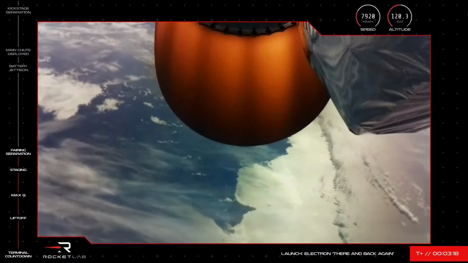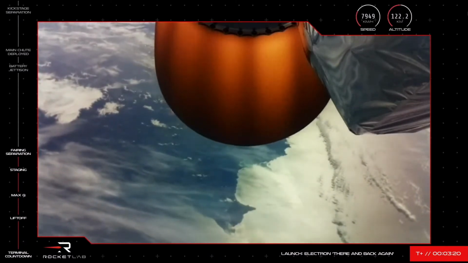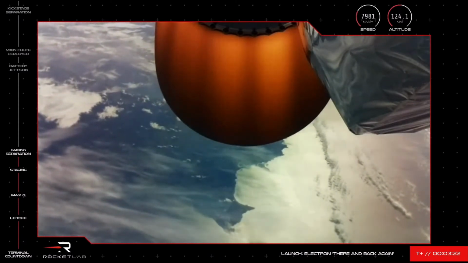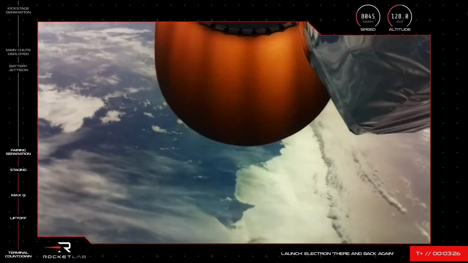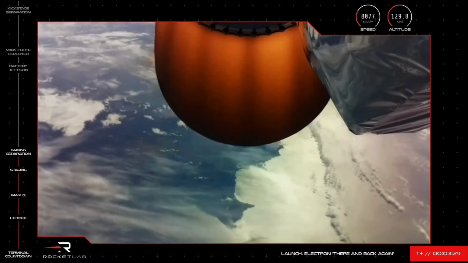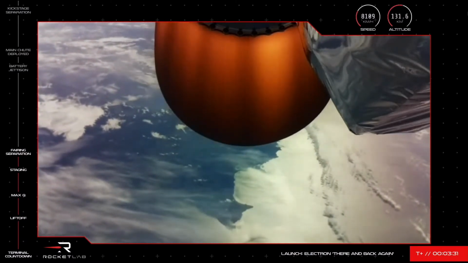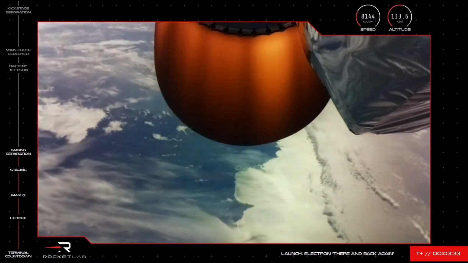A check of stage two speed and altitude tells us the mission is continuing nominally, currently at more than 125 kilometers above Earth and reaching speeds of more than 8,000 kilometers per hour. Onward to orbit. Stage two propulsion is nominal. Guidance is nominal.